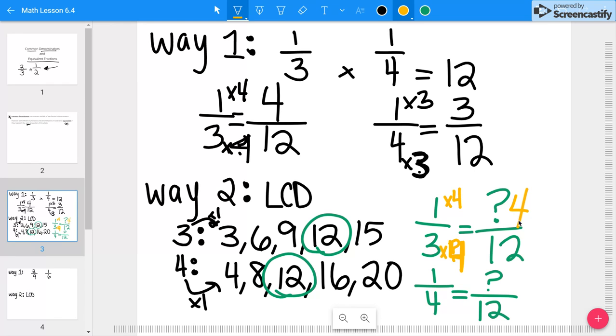Do the same thing down here. 4 times 3 equals 12. So what I do to the bottom, I do the exact same thing to the top. And I'm saying 1 times 3 equals 3. So now if I were adding or subtracting, I could do 4/12 plus or minus whatever the problem says, 3/12 because they have the same denominator.